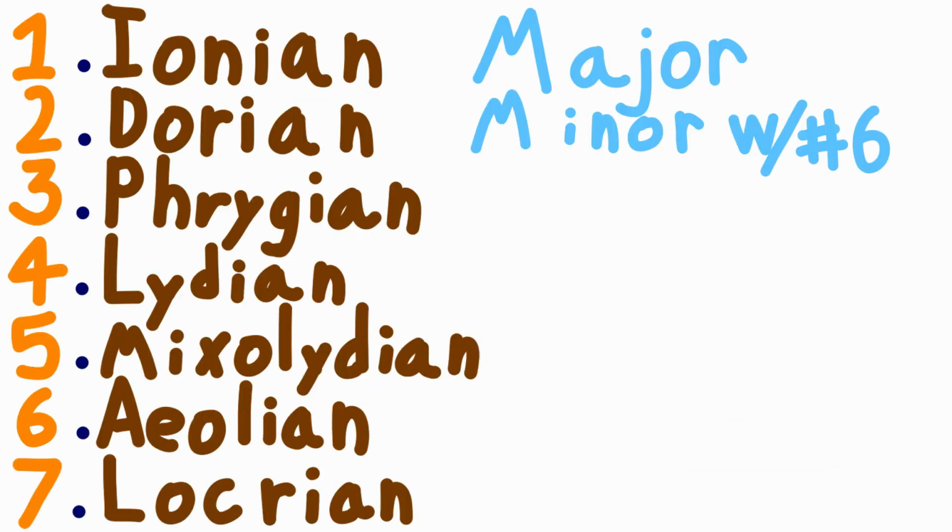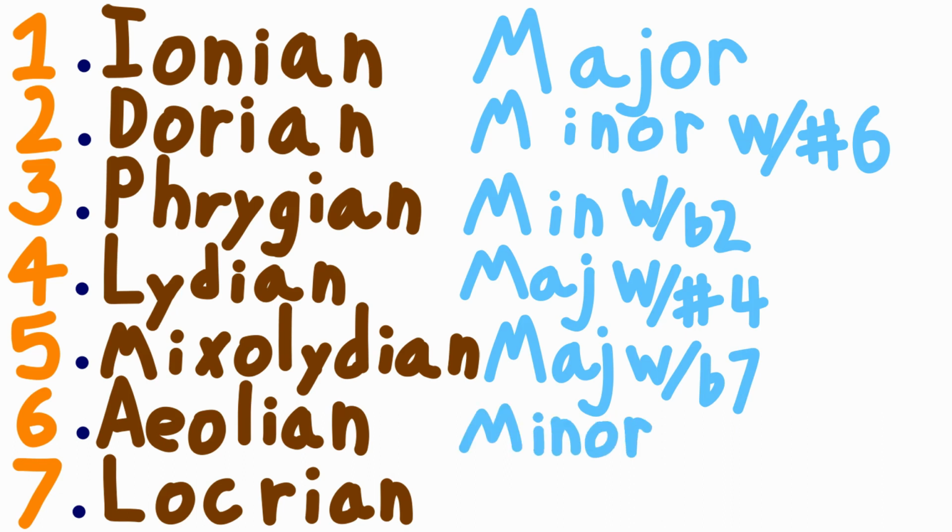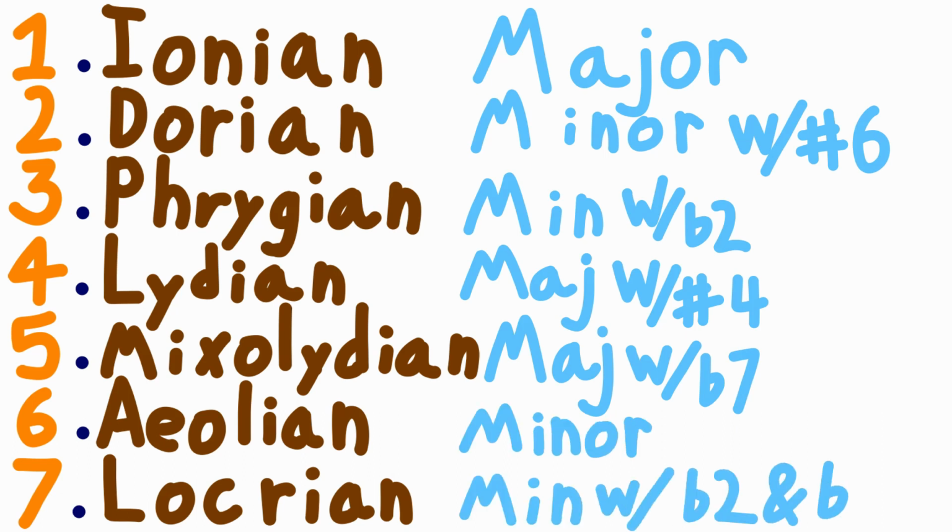Let's look at the other modes. Phrygian is minor with a flat 2. Lydian is major with a sharp 4. Mixolydian is major with a flat 7. Aeolian is just the minor scale. And Locrian is a minor with a flat 2 and a flat 5.